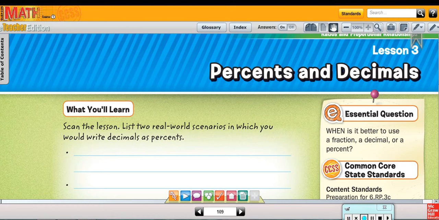When you get there, go ahead and scan the lesson and find 2 real-world scenarios where we would write decimals as percents. And go ahead and pause the video at this time so that you can complete that.